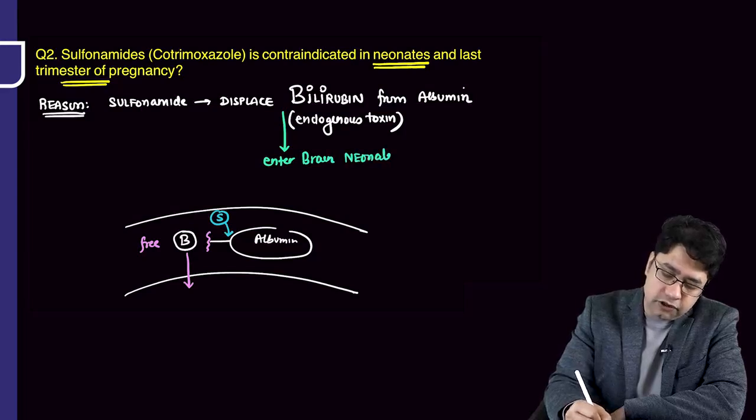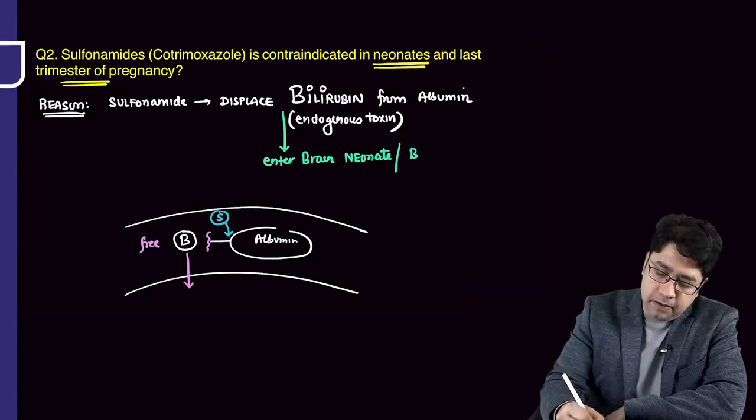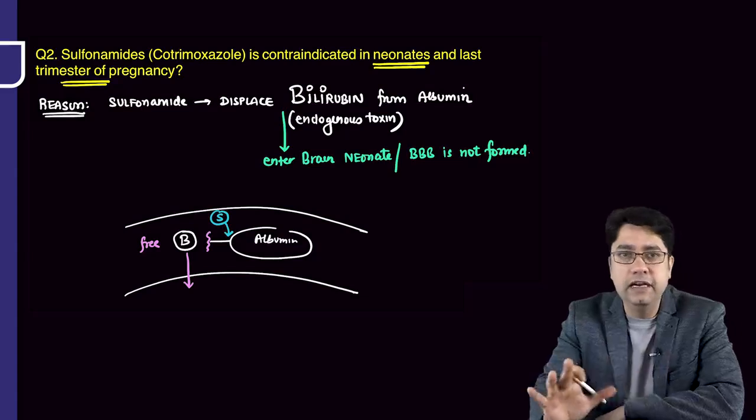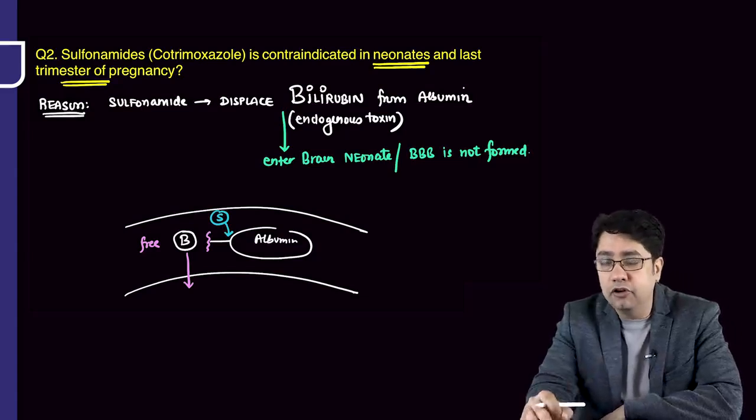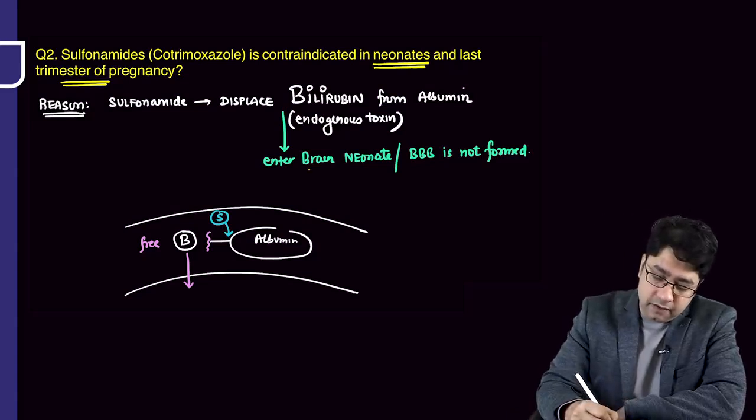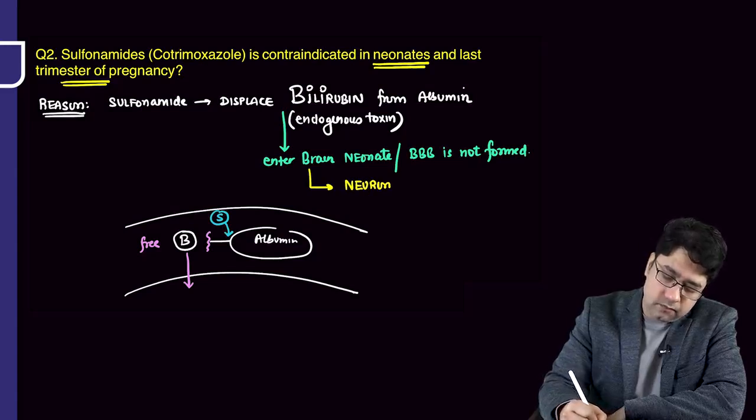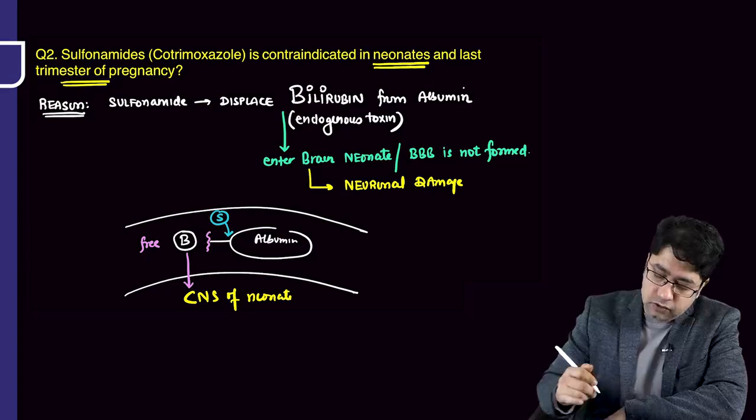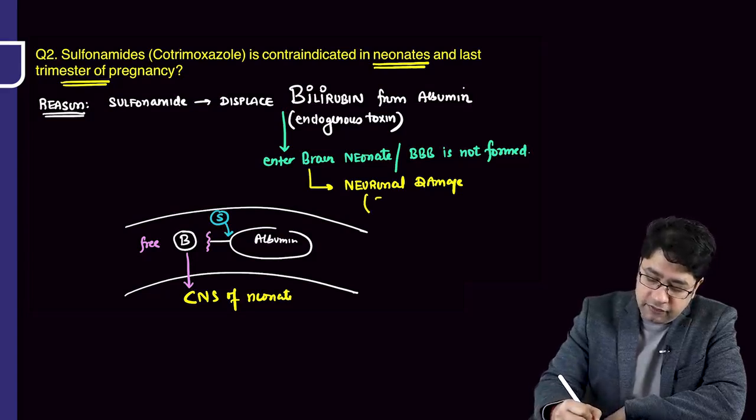Because in a newborn child, the blood-brain barrier is not formed properly, fully it is not formed. And this bilirubin is a highly dangerous molecule. And if it enters into the brain, can we say it can lead to neuronal damage? So it can damage CNS neurons of neonate. So can we call it as encephalopathy?